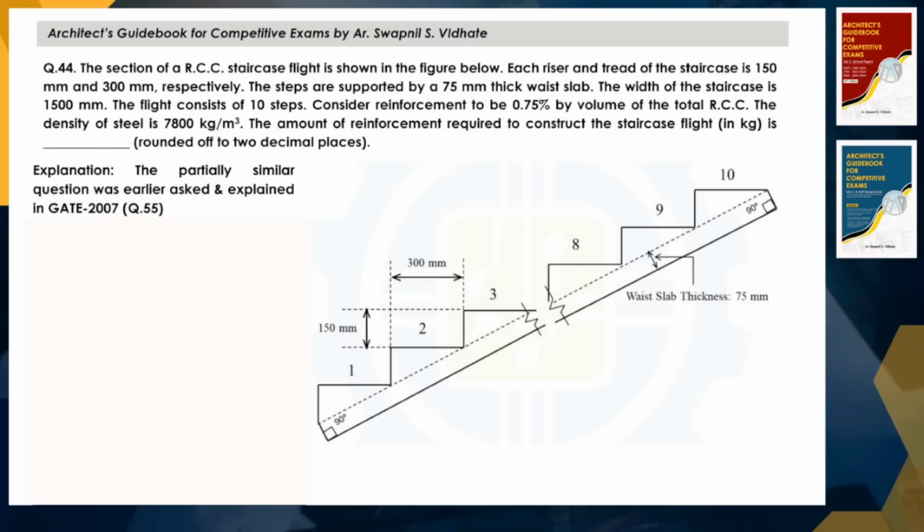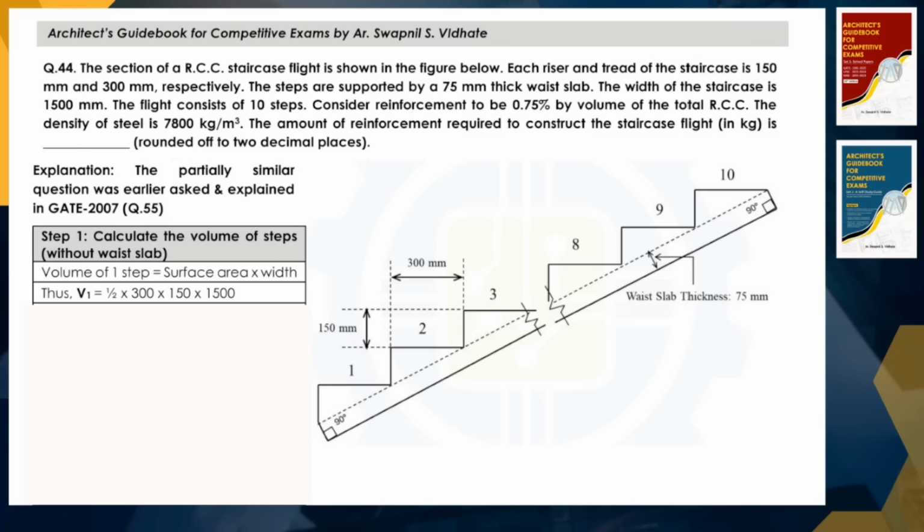Now let's look at what is the information provided. First one, we need to calculate the volume of one particular step. So volume of one step will be the surface area, this surface area, right, multiplied by the total width of this staircase flight, which is mentioned as 1500 mm. So first we will find out the surface area and then we will multiply it by 1500, right?